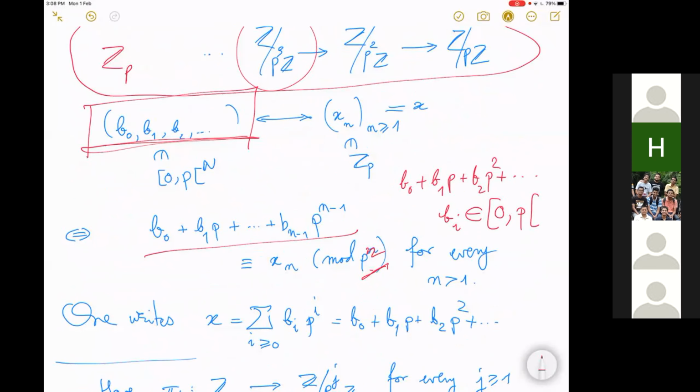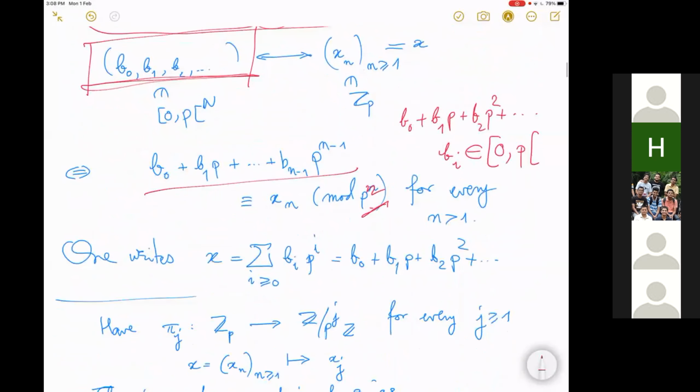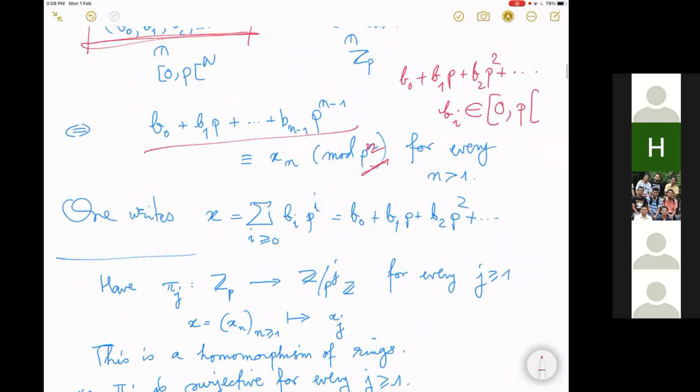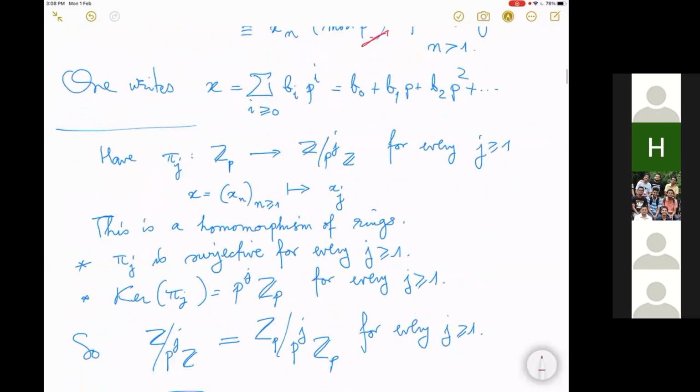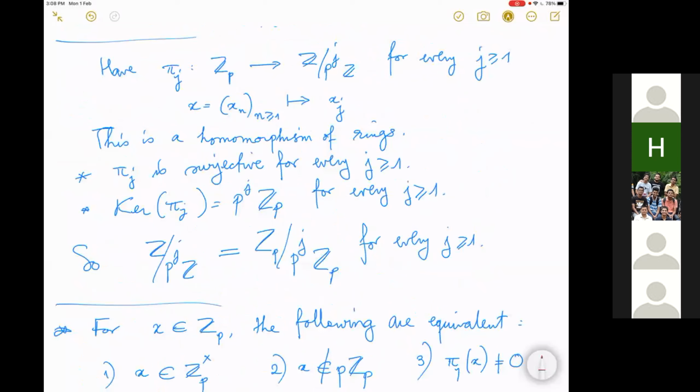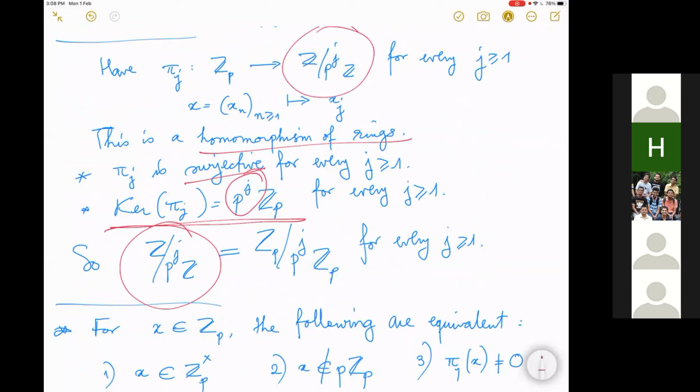So that's another way of thinking of a p-adic integer. Of course, by the very definition of Z_p, you have these maps π_j from Z_p to Z modulo p^j Z. These are homomorphisms of rings. Each of them is surjective. And one checks that the kernel of this π_j is the ideal generated by p^j. In other words, Z modulo p^j Z, which is the thing here, is also equal to Z_p modulo p^j Z_p.